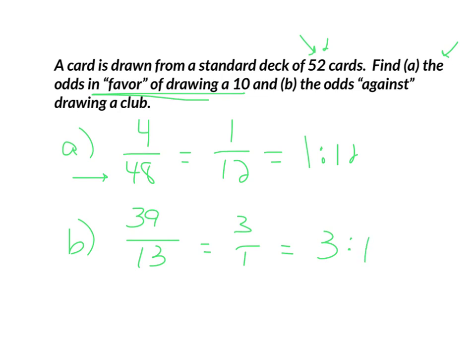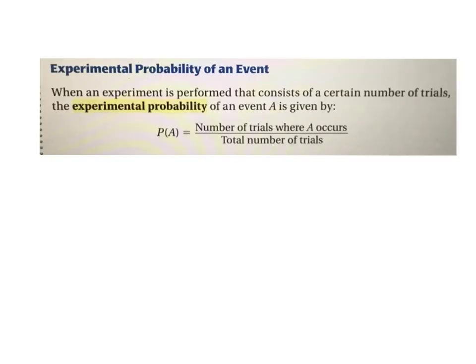So one more time. Odds in favor, you put the number of ways you can draw a 10, which is 4, and the number of cards that are not 10s, 48. If it's against, you put the number of ways against on the top, 39, not a club, and the number of clubs on the bottom, just reciprocals.